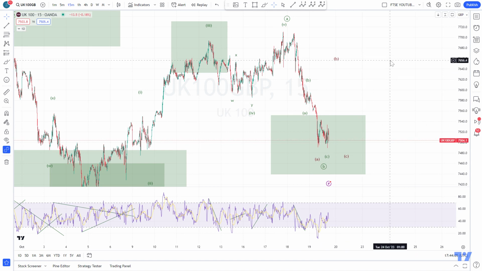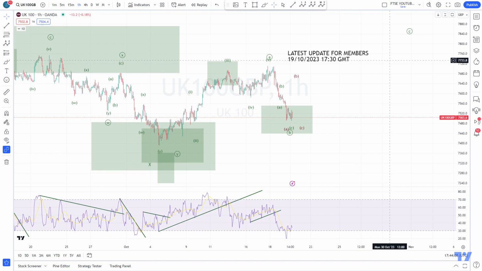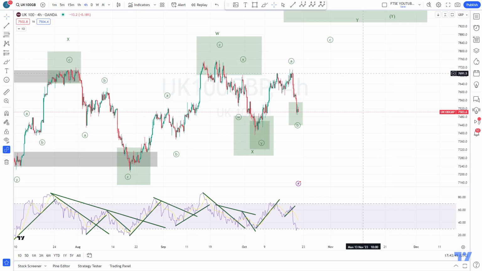If this happens, then at least we should take out this high and also this high here. Then the WXY structure would be complete. This is my analysis for today.